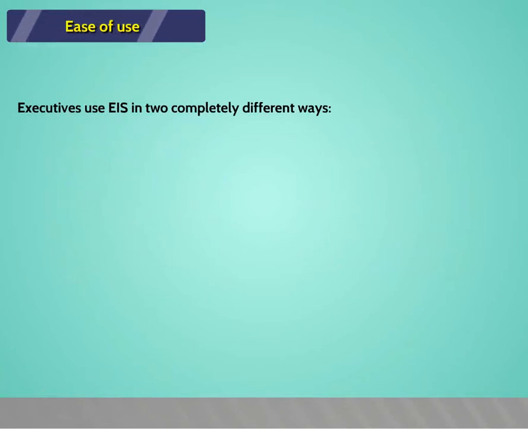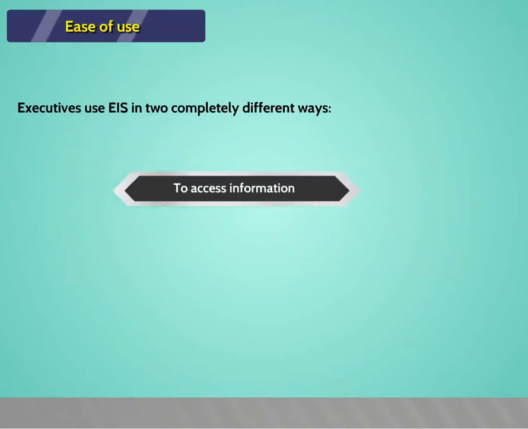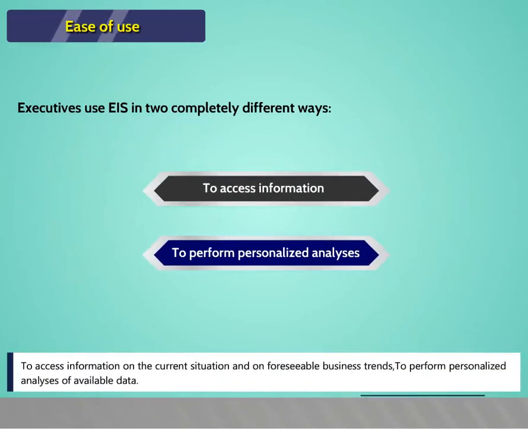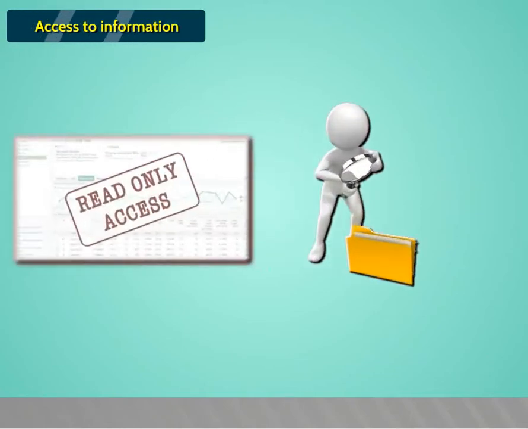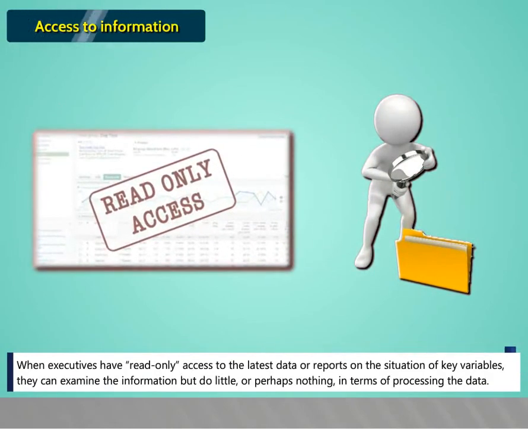Executives use EIS in two completely different ways: to access information on the current situation and on foreseeable business trends, and to perform personalized analysis of available data. Access to information: when executives have read-only access to the latest data or reports on the situation of key variables, they can examine the information but do little or perhaps nothing in terms of processing the data.